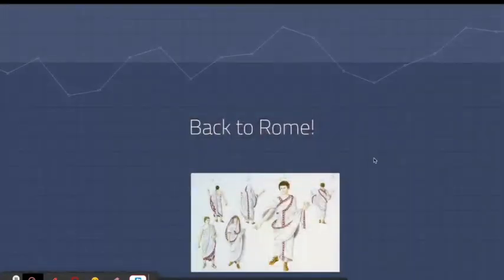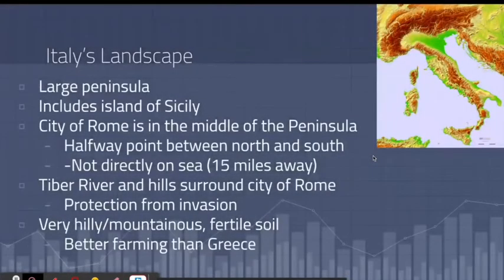All right, let's go back to Rome. So, Italy's landscape. Italy is just a gigantic peninsula. It also includes the island of Sicily, which is right down here at the end of the boot. The city of Rome is in the middle of the peninsula. I'll show you on the next map where it is specifically.